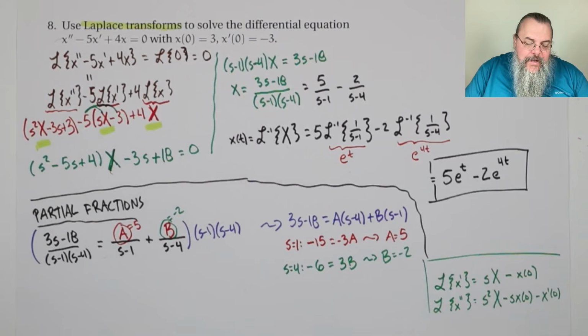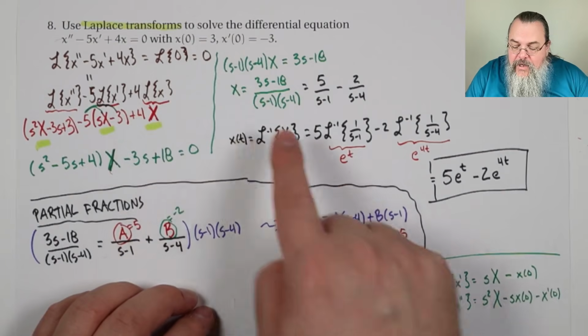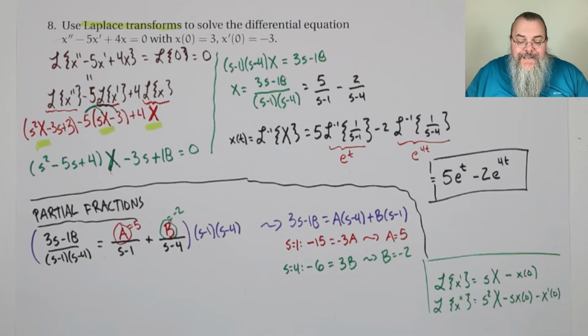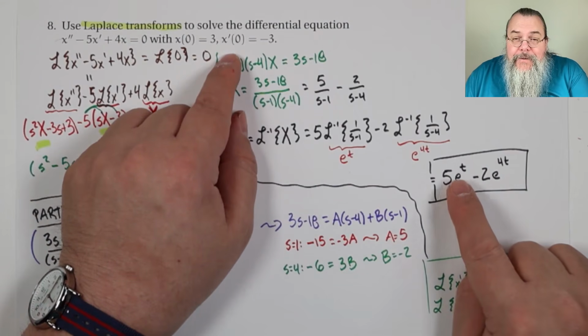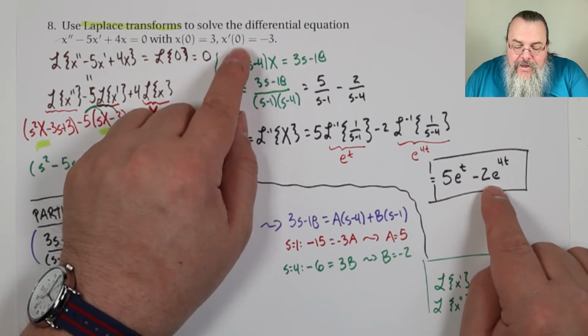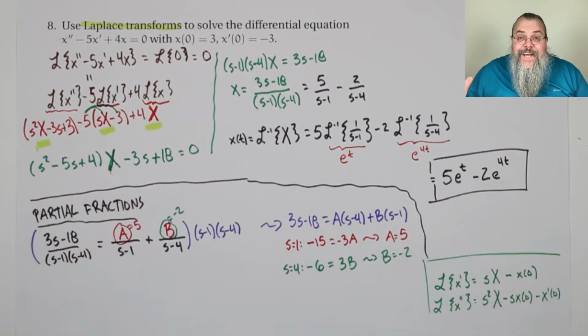All right. Now, can we check our work? Well, there's a few things we can check which don't take very much. Let's check our initial conditions. When you plug in 0, do you get 3? 5 minus 2, 3. Check. How about the derivative? Well, we can do that almost in our head. That would be 5 e to the t, subtract 8 e to the 4t, plug in 0. 5 minus 8, negative 3. Check. Like, all right, that's a good sign.